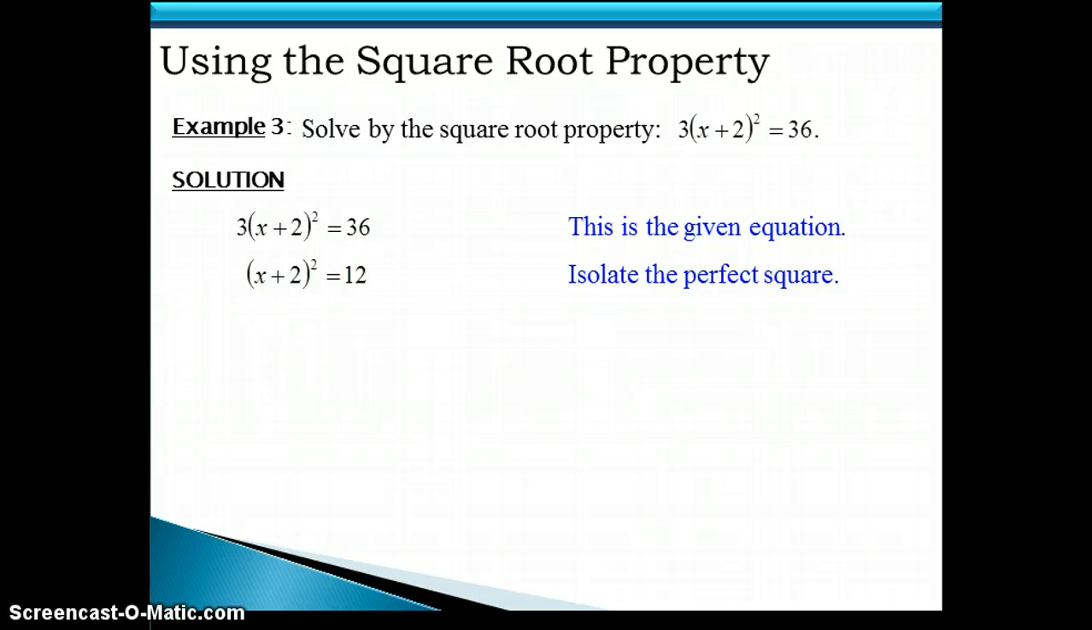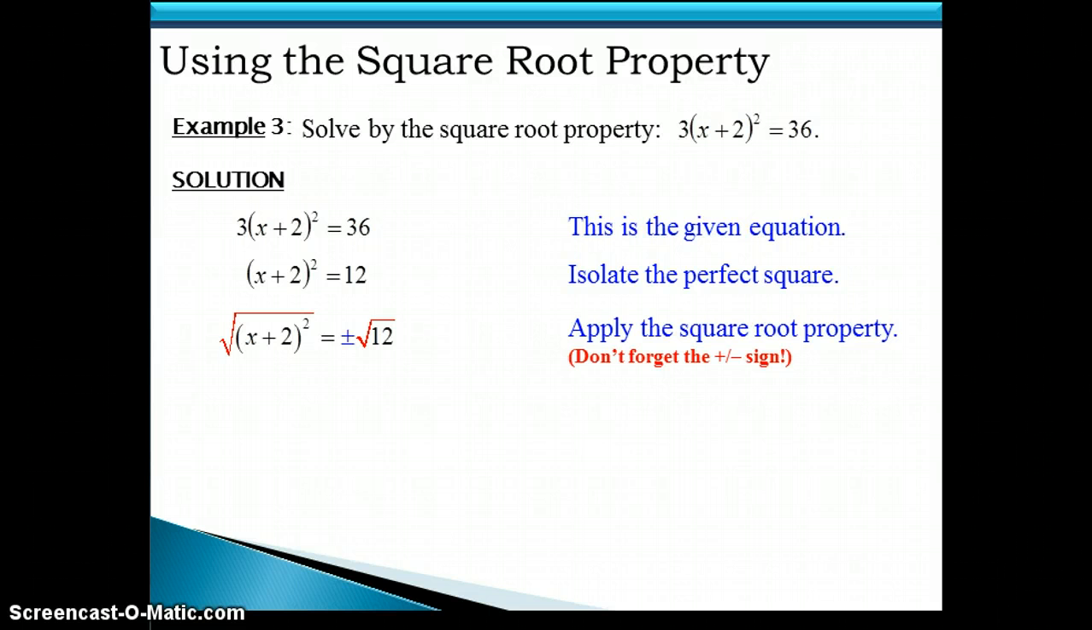This is a scenario where we can apply the square root property. So we take the square root of both sides to undo that exponent of 2. The left side will just be left with x plus 2. And on the right side, we want to make sure we have that plus or minus sign there, and then we have the square root of 12. Now, because we end up with x plus 2 on the left and not the x by itself yet, we're going to have to isolate the x with some more steps.